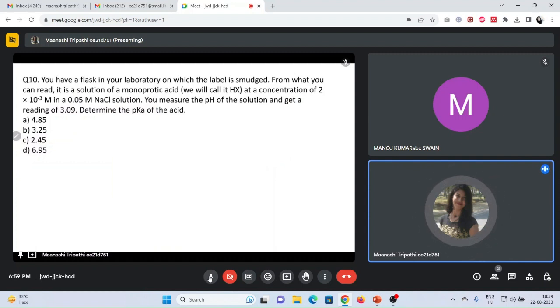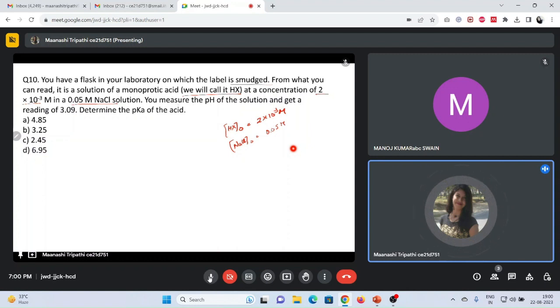You have a flask in your laboratory on which the label is smudged, meaning you don't know what is inside the flask. So how much can you read? It is a monoprotic acid, and the concentration is 2 × 10^-3 molar in a 0.055 molar NaCl solution. So HX, the concentration is 2 × 10^-3 molar and NaCl is 0.05 molar.